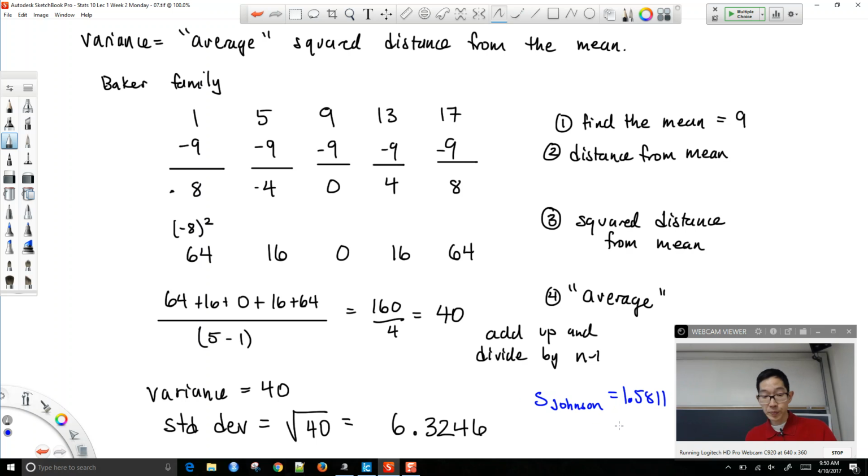So what we say is that the standard deviation for the Baker family is 6.3, and the standard deviation for the Johnson family is around 1.6. This number is bigger than this number, therefore the Baker family has more spread in ages.